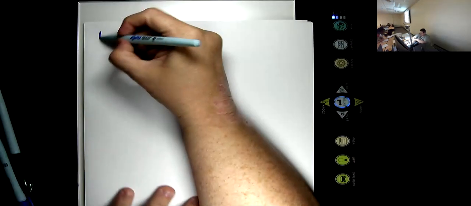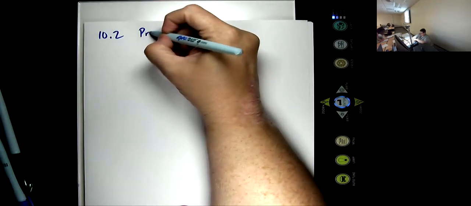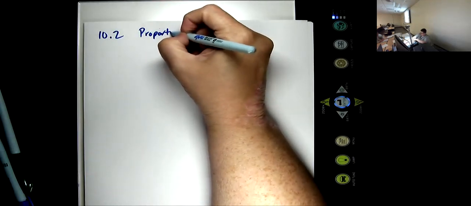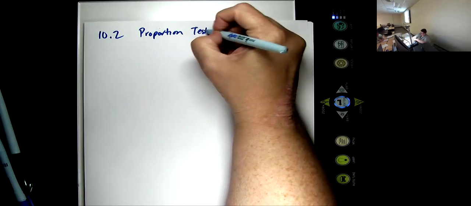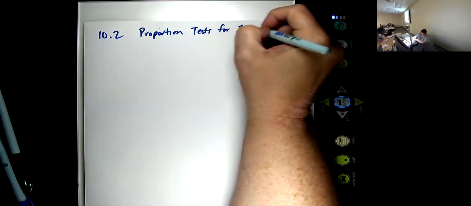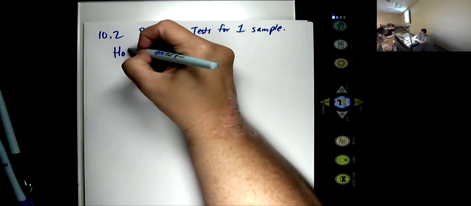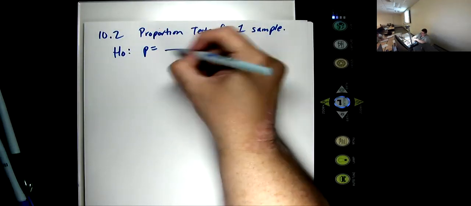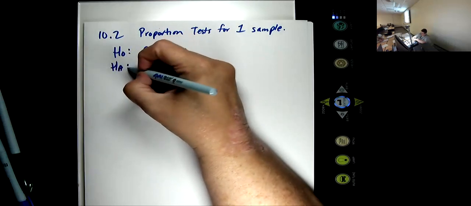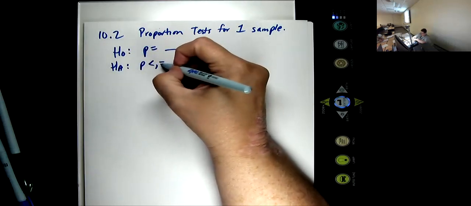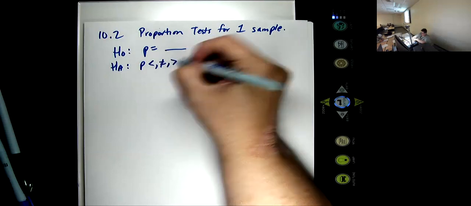So. And in 10.2, we're doing one proportion test. Proportion test for one sample. H naught will be P equals something. And HA is P does something else. Less than, not equal to, greater than that same value.